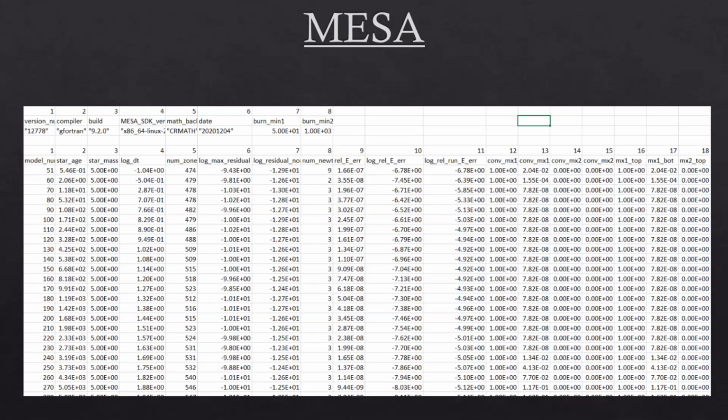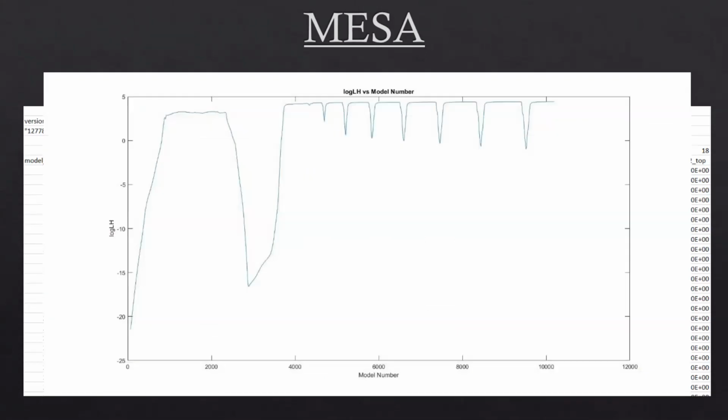Okay, so yeah, star age, star mass, and all these things is the data. If you want to plot data and see something, for example, what is the energy output from hydrogen burning, we can have this diagram simply from the file. And this is log LH, energy output due to hydrogen burning.